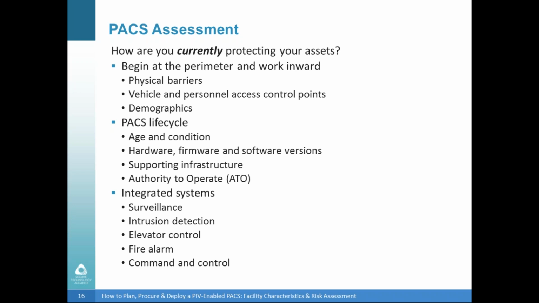Finally, determine what other systems are currently interfaced with the PACS. Common systems include CCTV or surveillance, intrusion detection, elevator control, and fire alarm. Larger organizations may use a physical security information management system, or PSIM, to centralize security response command and control from several facilities. Standalone facilities often use the monitoring applications provided with the PACS system. In some cases, these other functions I just mentioned are actually provided through the PACS software instead of a separately integrated system.